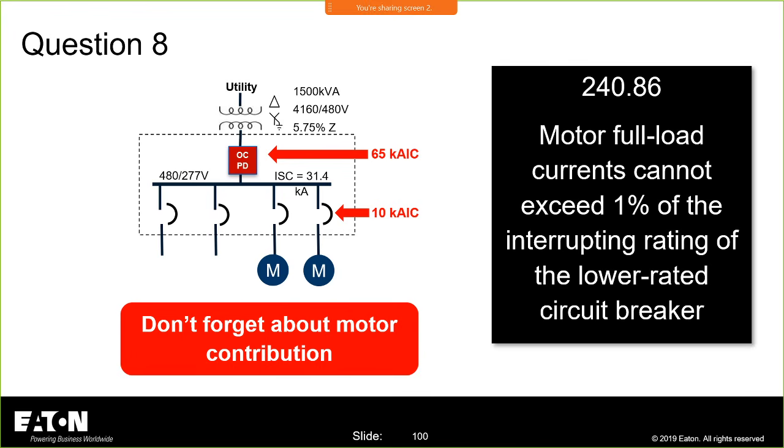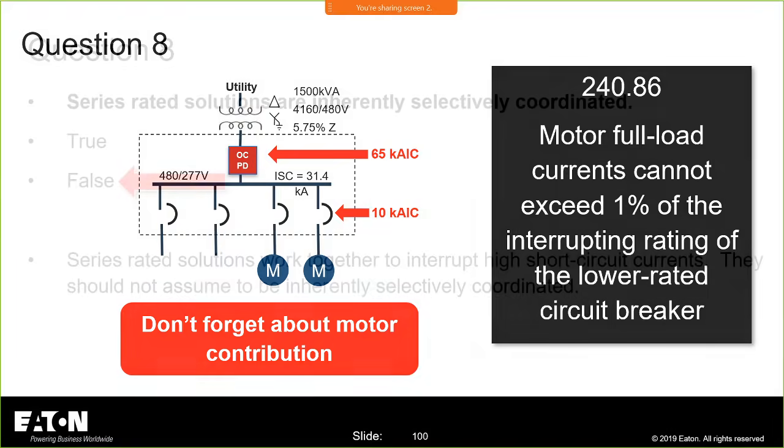The other thing you've got to consider, and we talked about this yesterday, is that motor contribution is very important when you're doing a series rated system. It can't exceed 1% of the interrupting rating of the lower rated circuit breaker. This is missed by most design engineers because they forget about that 1%. If you have motor contribution downstream, you're not going to be doing series rated systems because of it, and you're going to have to pay a little bit more for that breaker downstream.